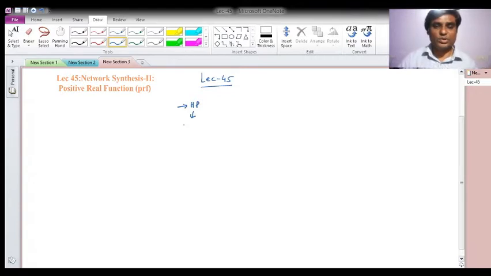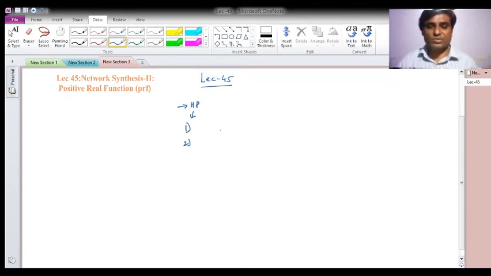So what will be the conditions for the Hurwitz polynomial? The first condition is that the polynomial is real if your S is real, that variable is real. The second condition is that the roots of the polynomial must lie on the left hand side of the S plane or on the j omega axis, which will be simple.